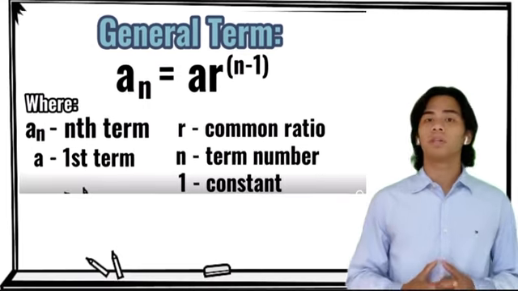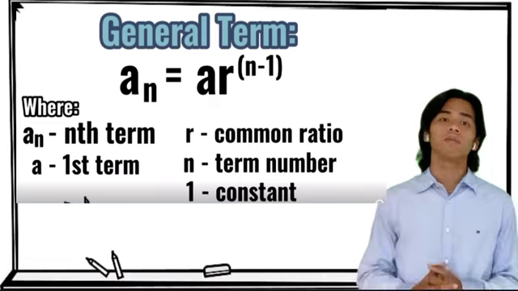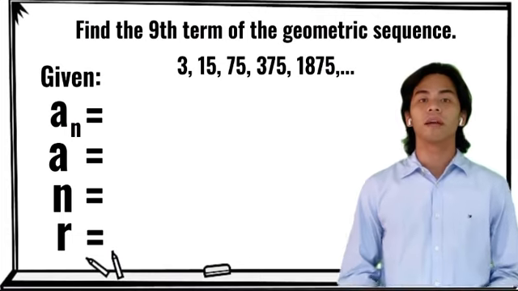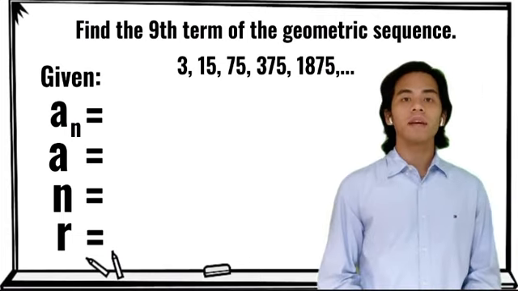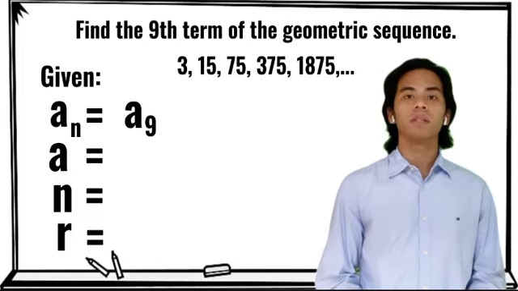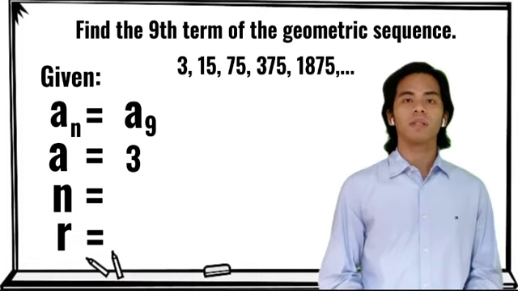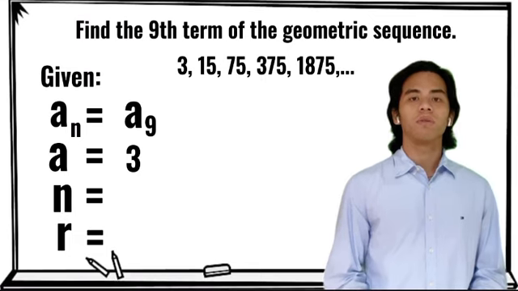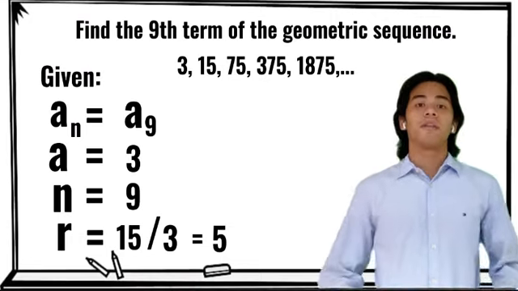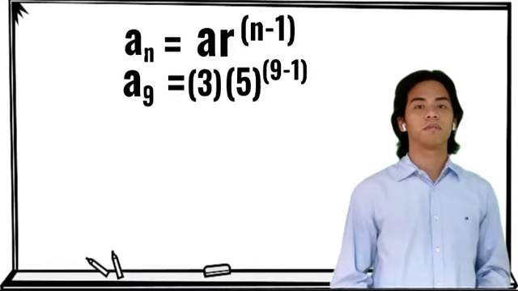Now that we already have the general term for a geometric sequence, we can use this in solving the following problems. First, we need to identify the given. The value of n is equal to 9, since we are finding the 9th term of the given sequence. a sub 1 is equal to 3, since the first term of the sequence is 3, and r, the common ratio, is equal to 5. Now that we have the given, we can substitute the given values to the formula and solve.